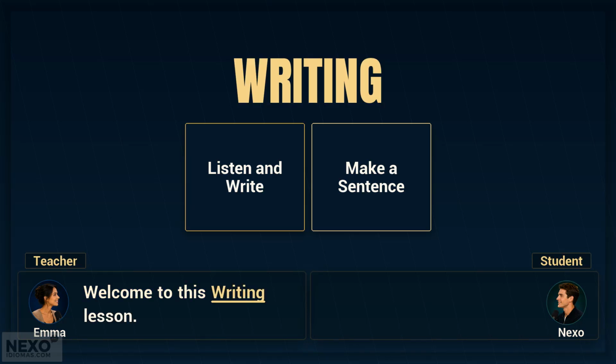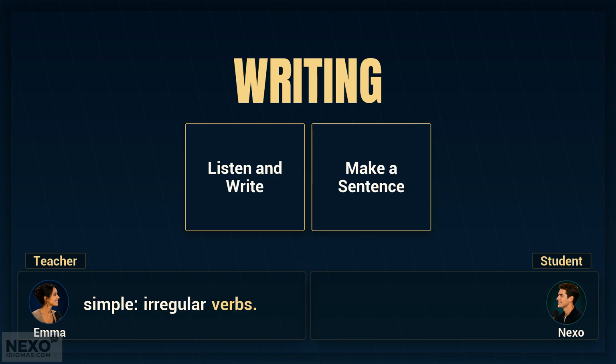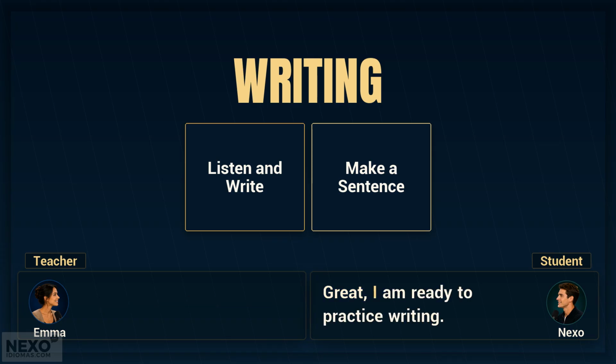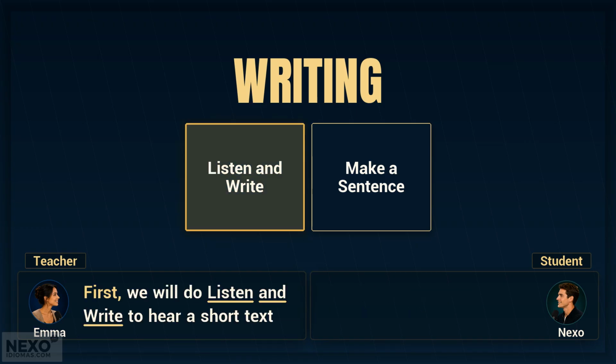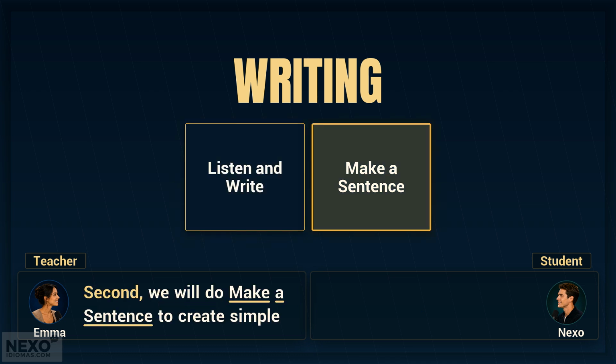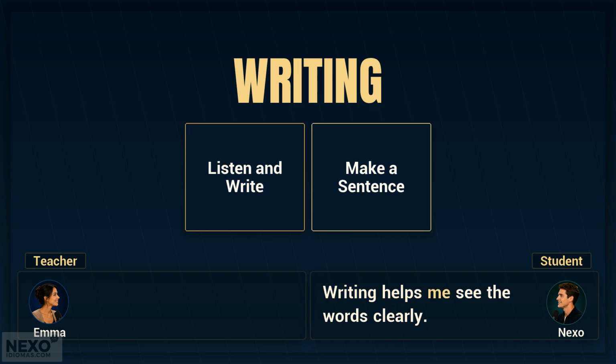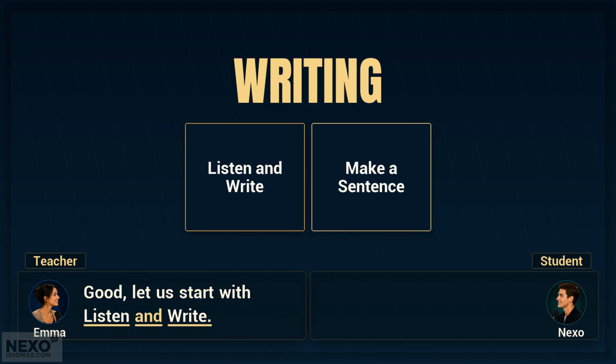Welcome to this writing lesson. Today we will write and review animals and past simple, irregular verbs. Great. I am ready to practice writing. First, we will do listen and write to hear a short text and write the words. Second, we will do make a sentence to create simple sentences with key words. Writing helps me see the words clearly. Good. Let us start with listen and write.